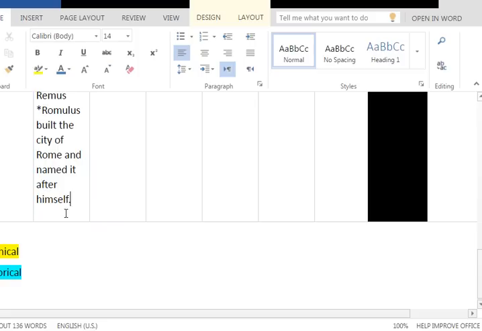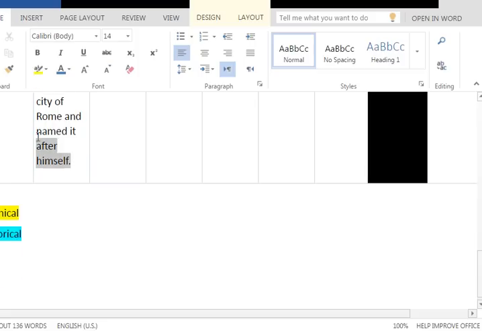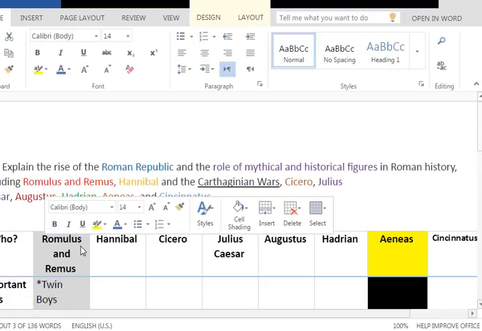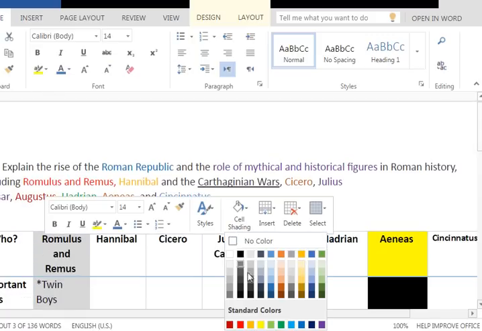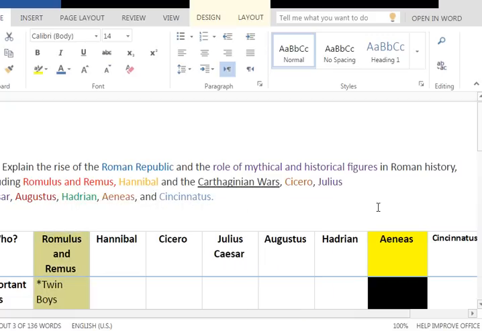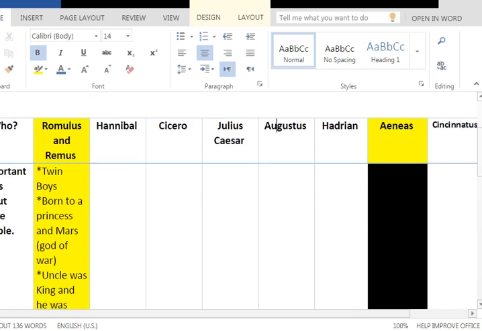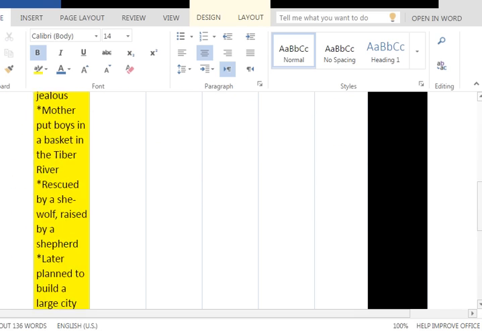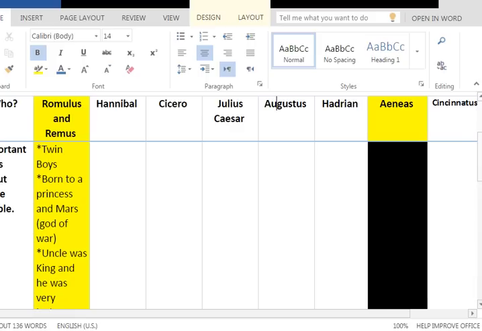Okay, we don't know if this story is true or not. So we're going to highlight these two cells again. Hopefully this will work out. Yep. And then we're going to do cell shading, in the same color that you had chosen for mythical. Mine was yellow. And when I click off, I will see that my cell and all my facts are now in yellow because Romulus and Remus were mythical characters. Alright, we're moving from there to Cincinnatus.